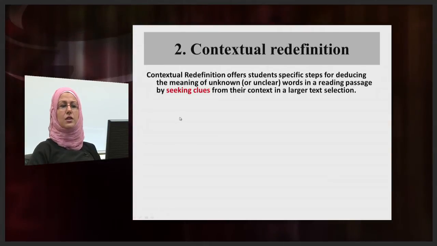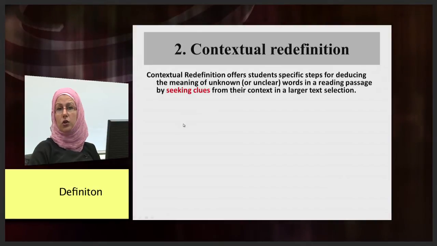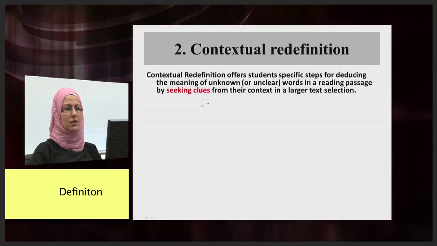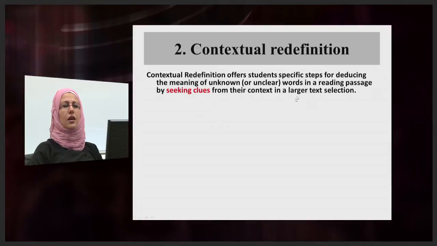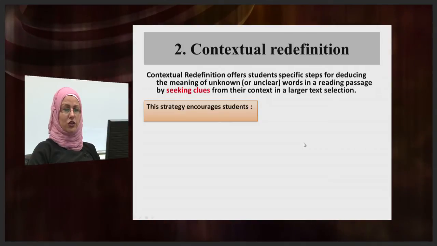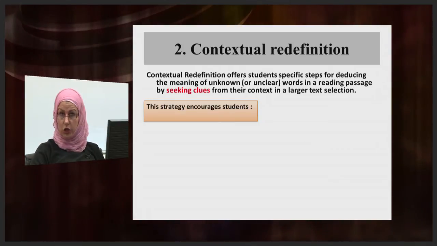Contextual redefinition offers students specific steps for deducing the meaning of unknown, unclear, unfamiliar words in a reading passage by seeking clues from their context in a larger text or selection. This strategy encourages you as a student, as a learner, to focus on what's clear and obvious in a reading selection. Remember, we try to approach the unfamiliar through the use of the familiar, the unclear through the use of the clear, the unknown through the use of what is known, what we already know.